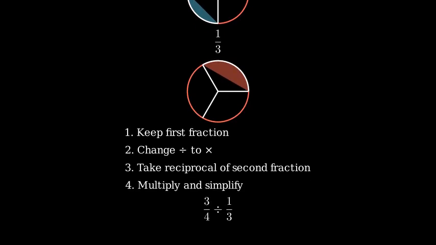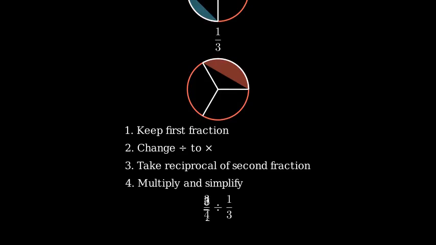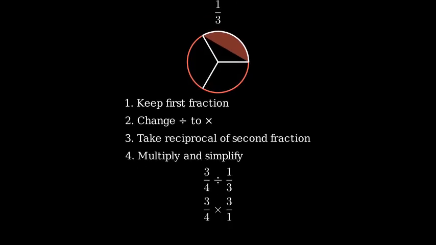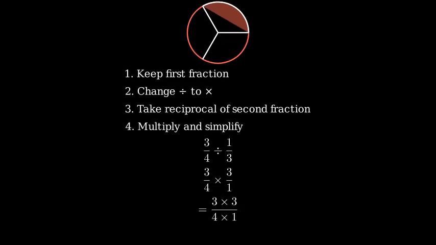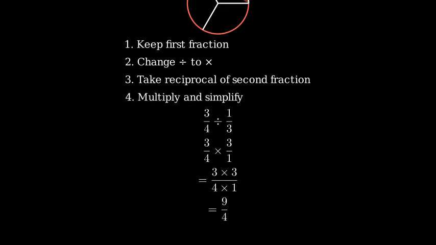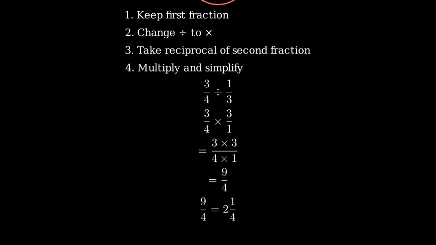Let's apply these steps to our problem. We start with 3/4 divided by 1/3. Then we change the division sign to multiplication. Next, we take the reciprocal of 1/3, which is 3/1. Now we can multiply the numerators and denominators. Our final answer is 9/4, which can also be written as 2 and 1/4.